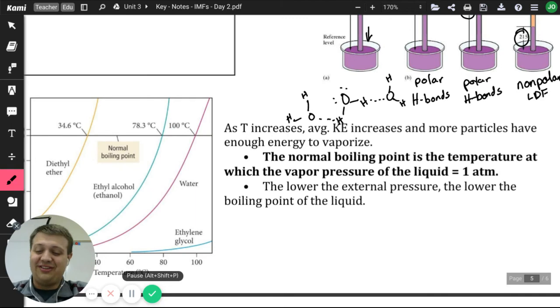those intermolecular forces. Now, the normal boiling point is the temperature at which the vapor pressure of the liquid equals 1 atmosphere. Okay, so that's going to be the normal boiling point. It's basically when we are exceeding our atmospheric pressure and becoming a gas, essentially. Now, the lower the external pressure, the lower the boiling point will be for the liquid. So what does that mean? Well, it means that if you go to a place with a different pressure, you're actually going to have a different boiling point. Okay, so water actually boils at a different temperature up in the Himalayan mountains than it does at sea level. Okay.